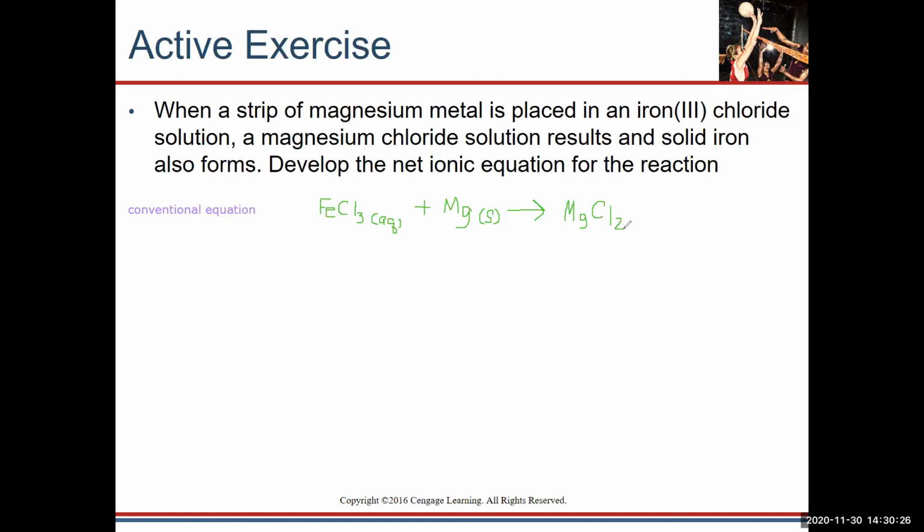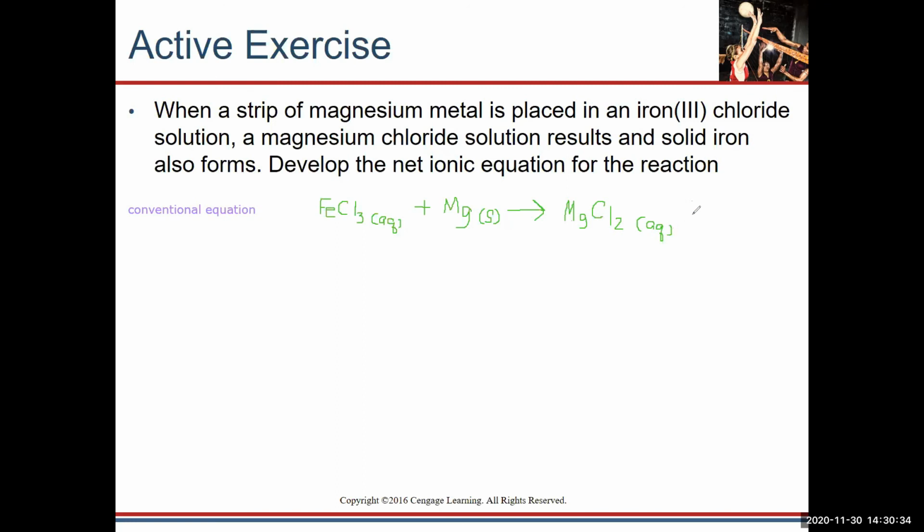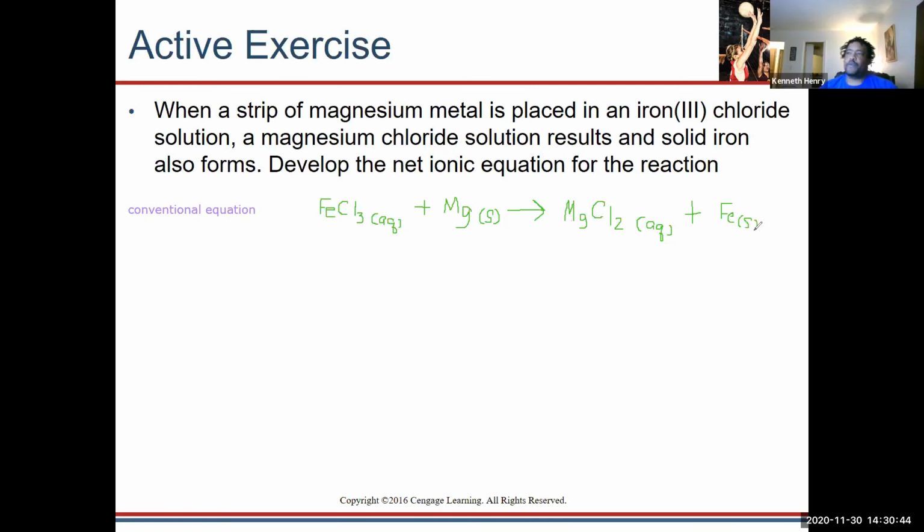Solid, liquid, gas, or aqueous? Aqueous. And then it's iron, which is Fe, and it's solid. Okay, so now we're ready to dissociate. So over here, total ionic equation.